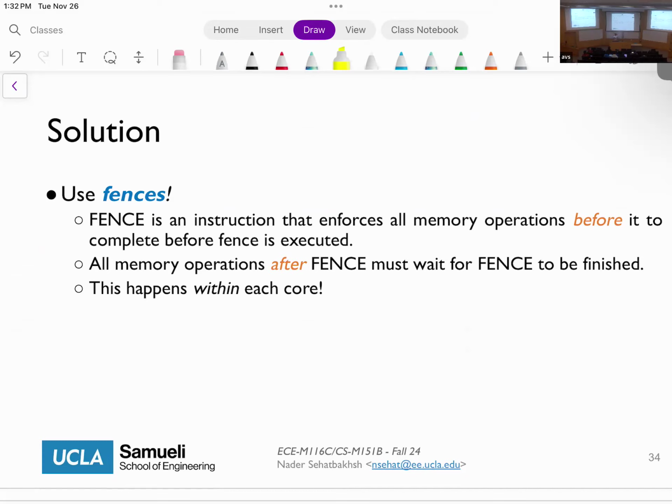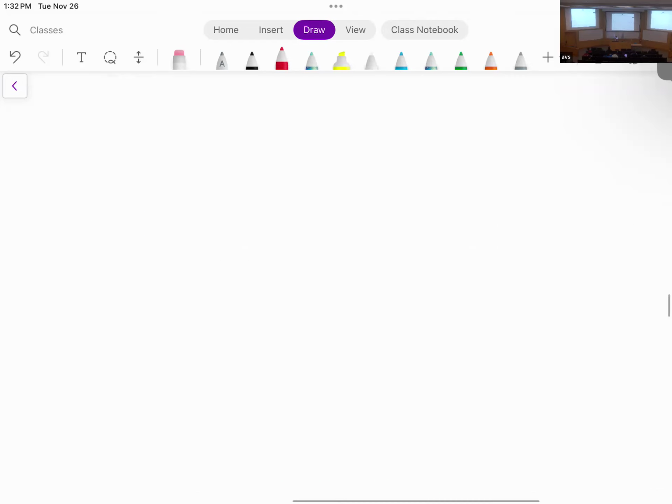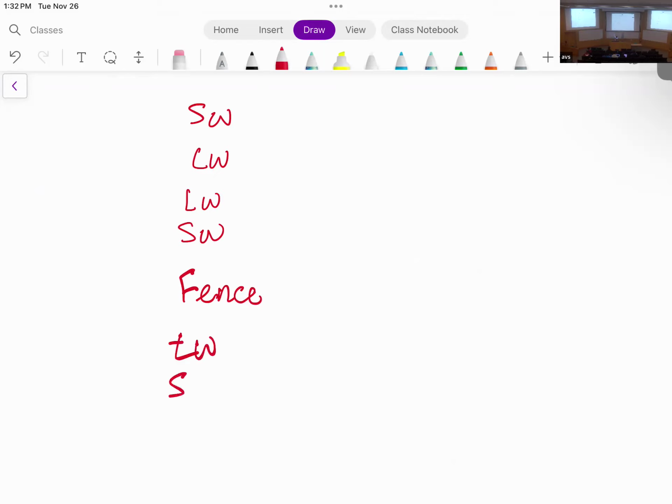It's within the ISA. What it does is that it enforces all the memory operations before the fence to happen. Make sure that all the memory instructions above the fence happen before the fence is reached. So for example, if I have a bunch of stores and loads and so forth, actually, let me write it this way. Store, load, maybe another load, and store. So these are same address, different address, whatever. Then I'm going to have a fence. And again, fence is literally an instruction. Then I'm going to have another, let's say, sequence of load, stores, whatever.